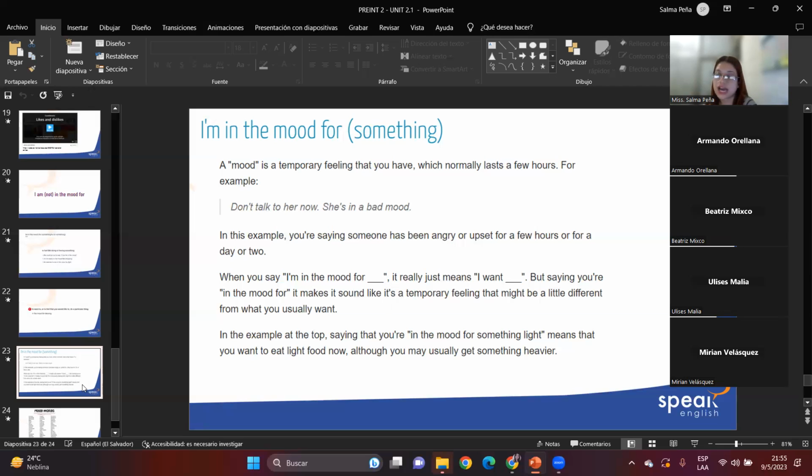A diferencia de I want, for example, I want to buy a car. Yesterday I wanted, today I want to buy a car, and tomorrow I will want to buy a car because it's a goal, it's something that you really want, porque es así, es una meta, es algo que queremos alcanzar.